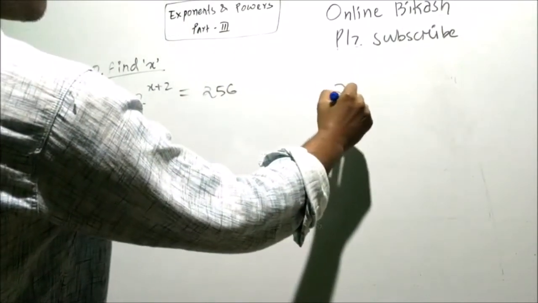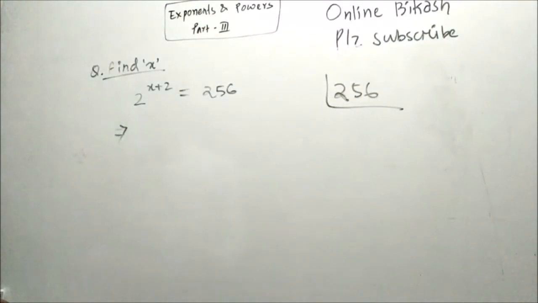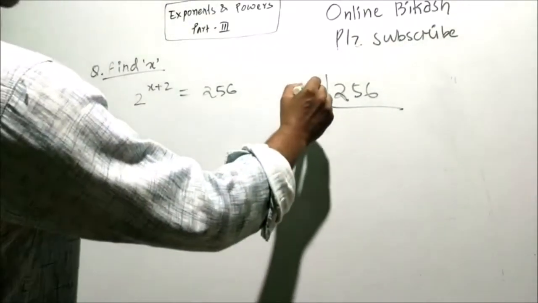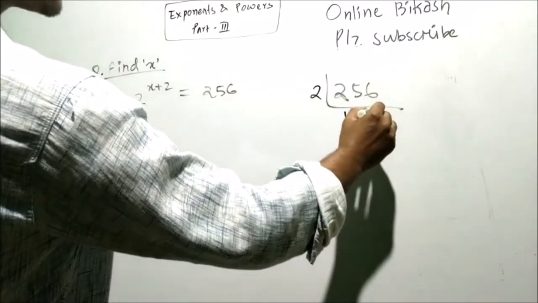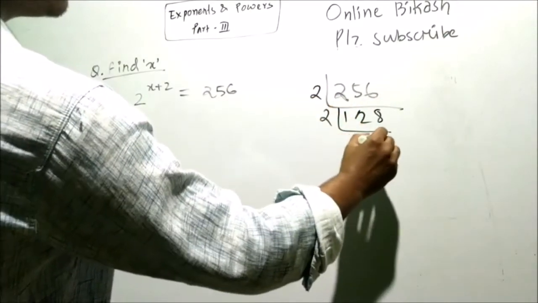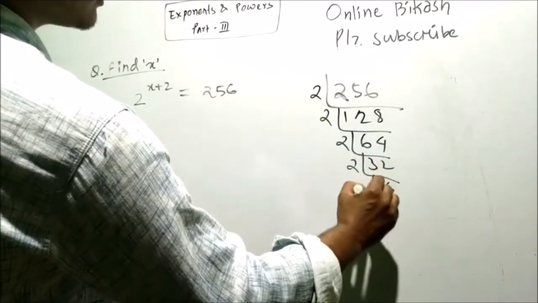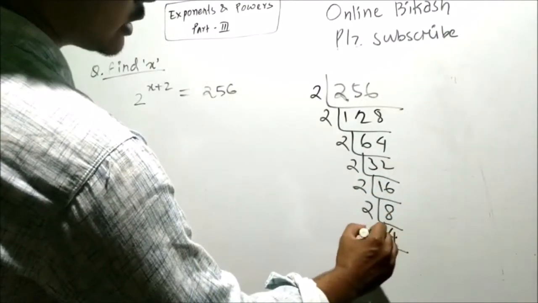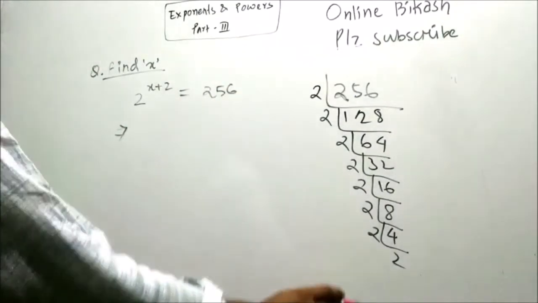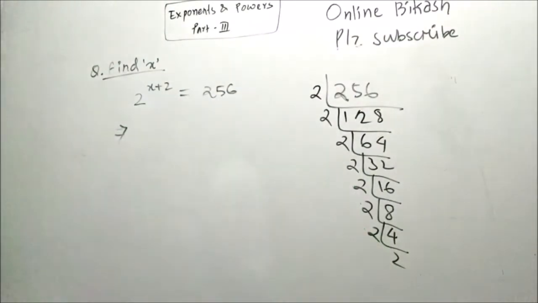256. Okay. If we want to prime factorize it, then it will become 2 ones are 2, 2 twos are 4, 2 eights are 16, 2 sixes are 12, 2 fours are 8, 2 thirty-twos are 64, 2 sixteens are 32, 2 eights are 16, 2 fours are 8, and 2 twos are 4. So finally, how many 2s are here? 1 2 3 4 5 6 7 8. That means 2 to the power 8 is 256.